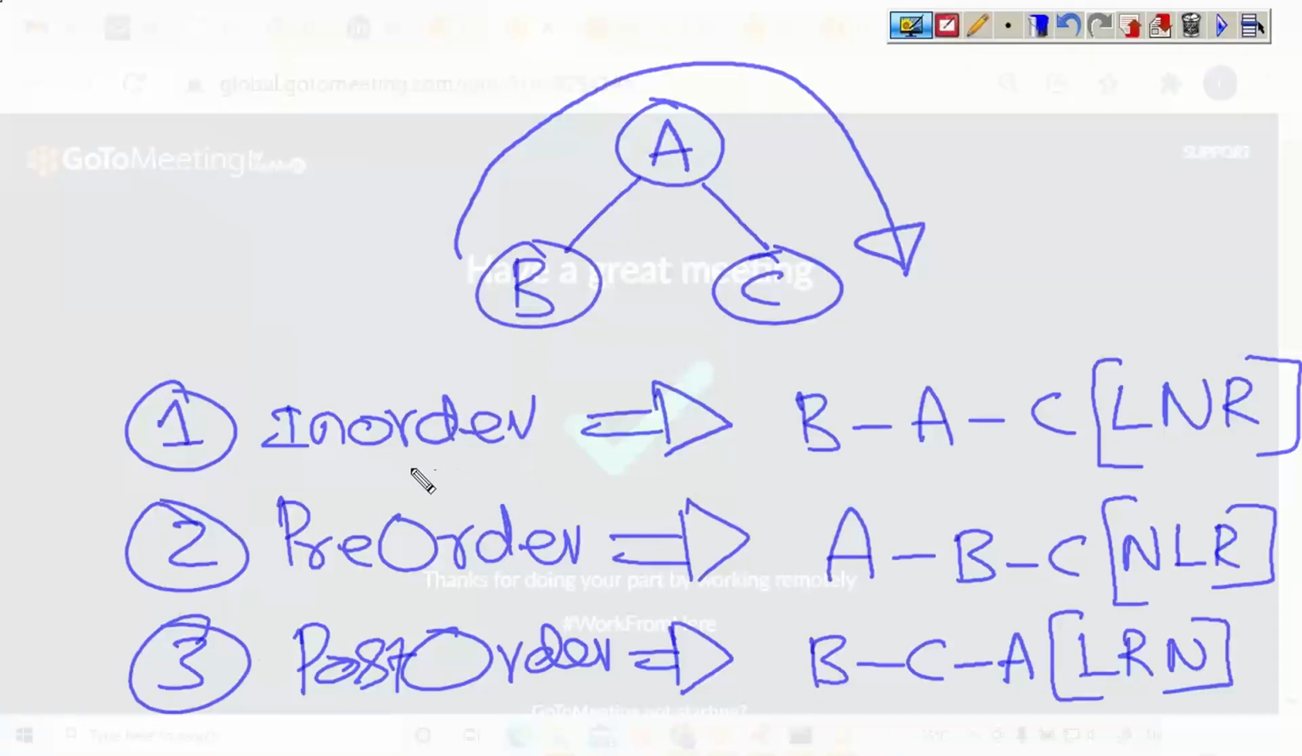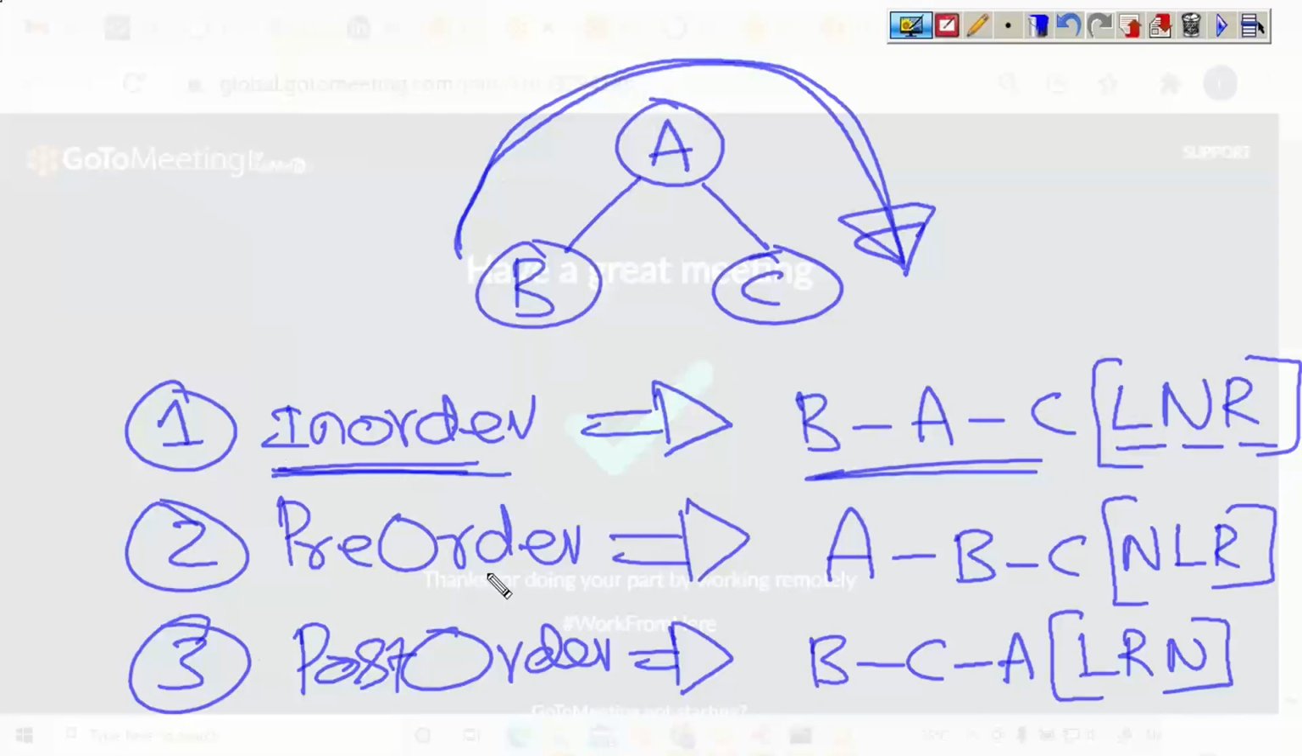Please observe. In order means left to right. First the left side child, then the node, then the right side. In order: first left side, then node, then right side.